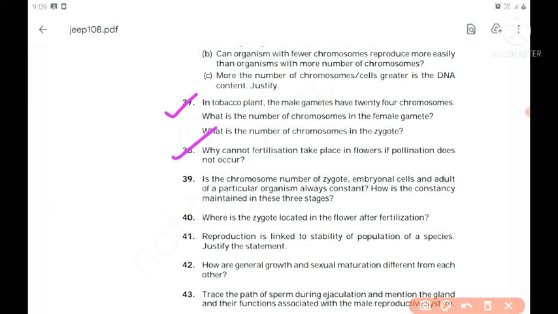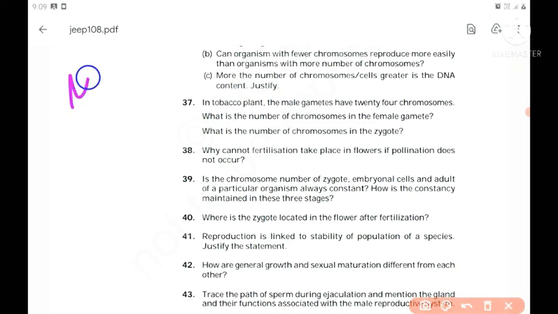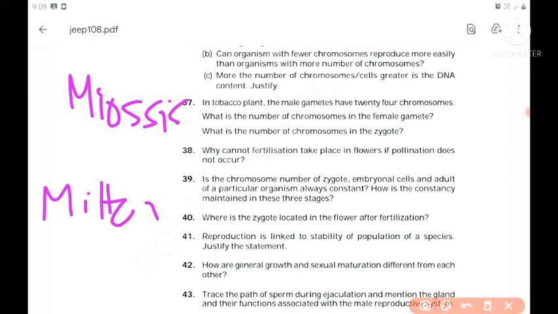Next, 39. Is the chromosome number of zygote, embryonal cells, and adult of particular organisms always constant? How is it constant? Constancy is maintained in the three stages. First, meiosis happens. Next, mitosis. Okay, let me write it quickly. Meiosis, mitosis. Meiosis happens before the fertilization.